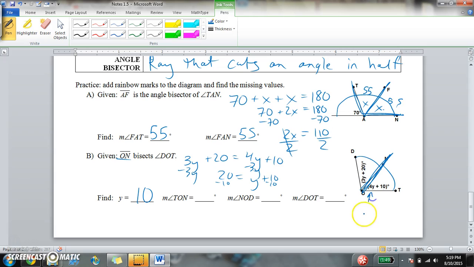If I plug that back in, 4 times 10 plus 10, 40 plus 10 would give me 50. Since this is an angle bisector, each of these two angles have to equal the same thing. So these two right here, TON and NOD, are both 50. The entire angle DOT would have to be those two things added together, or 100 degrees.